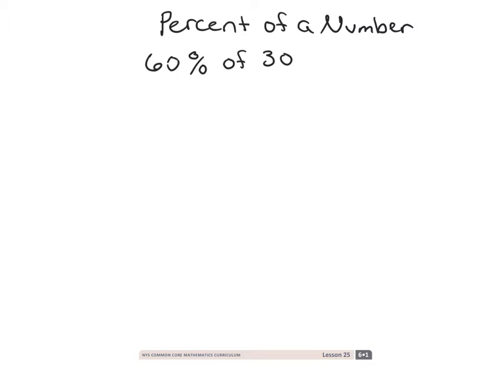But the first one is 60% of 30. Now, if you remember, the way we set it up is this percent turns into 60 over 100. And that is times the 30. It's 30 as a whole, so we write it in a fraction as 30 over 1. 60 times 30, if you're not sure, you can just do it on the side, as I'll do here for you.